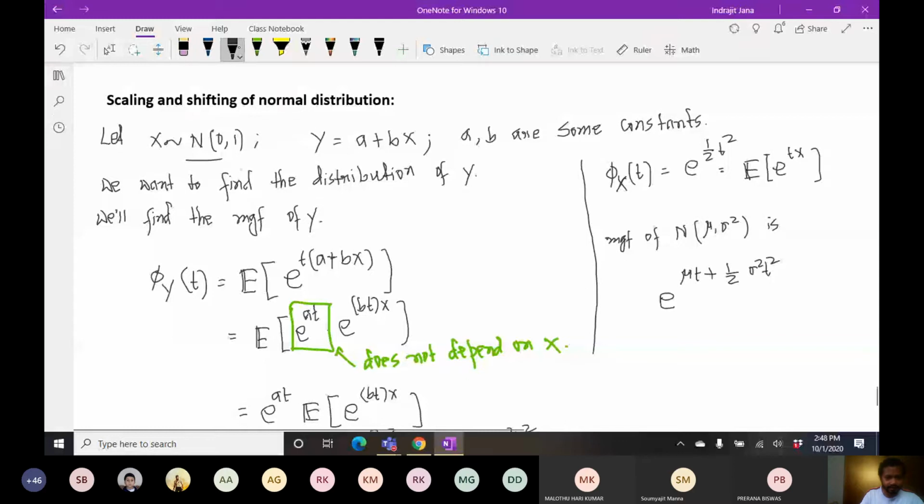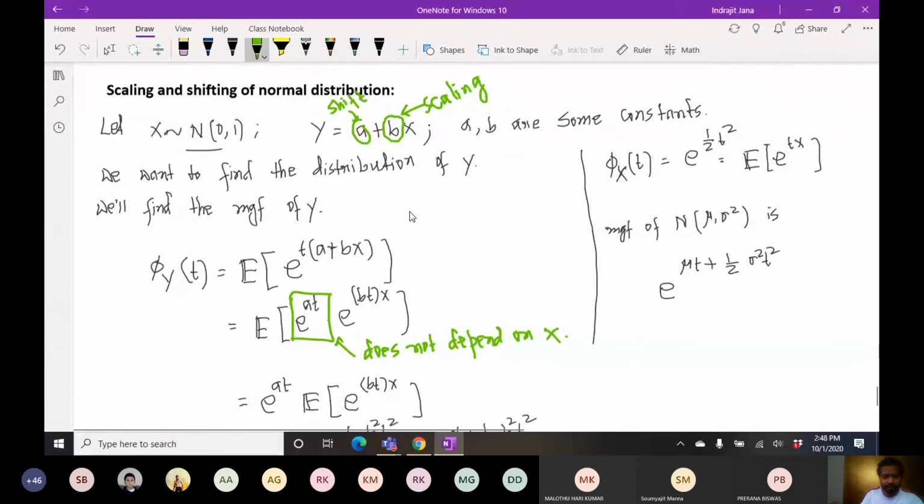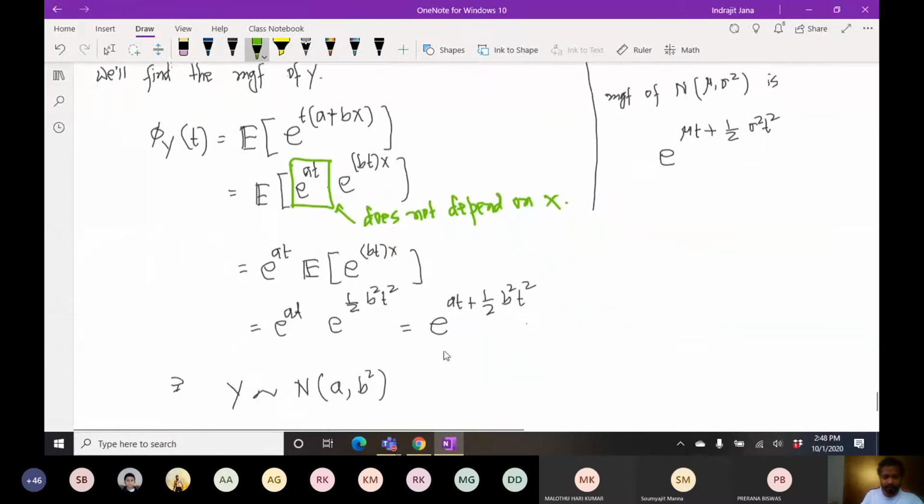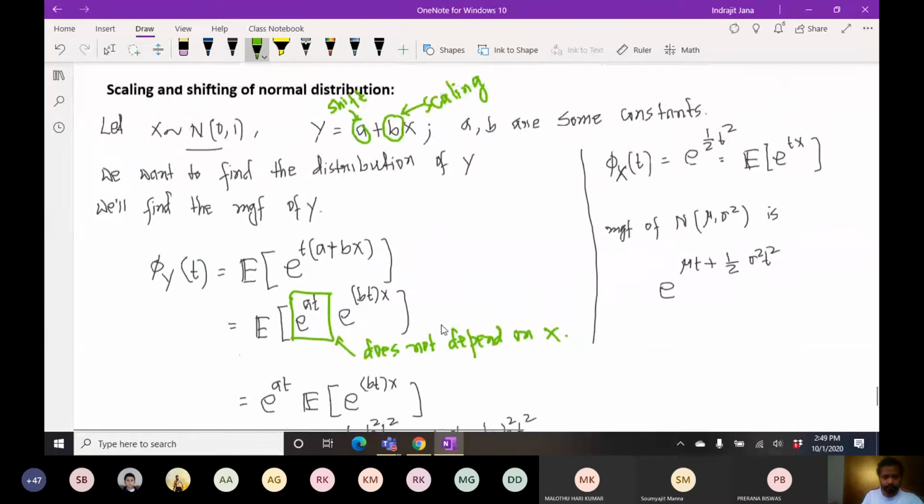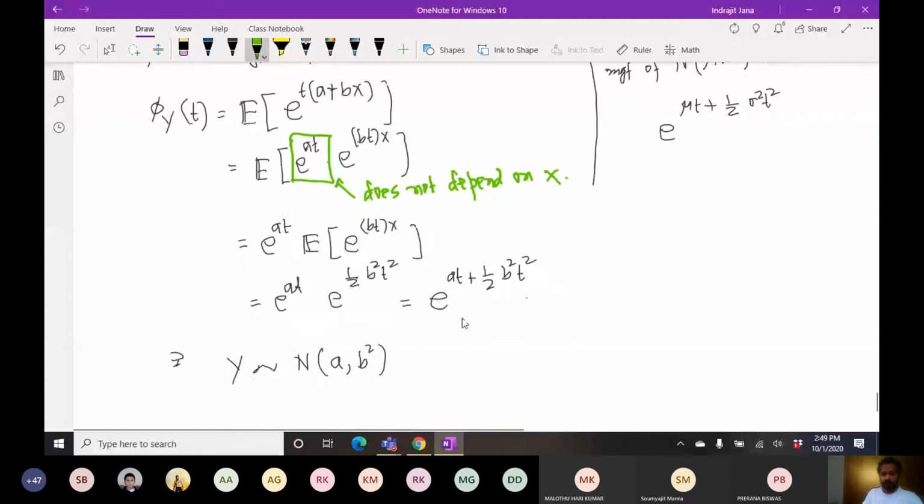So by the way, what did I say? Scaling and shifting. Scaling and shifting is actually this one. This b is the scaling factor, and a is the shifting factor. So if you shift and scale a normal distribution, you get back another normal distribution based on the shift and scale.